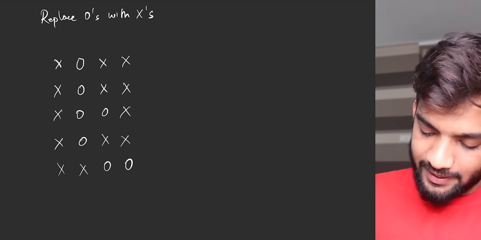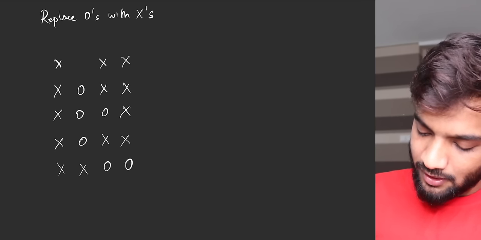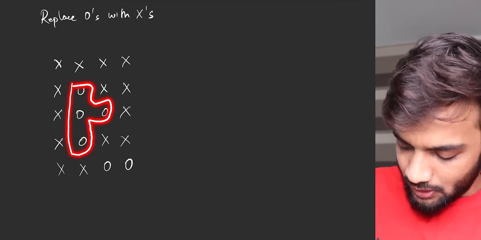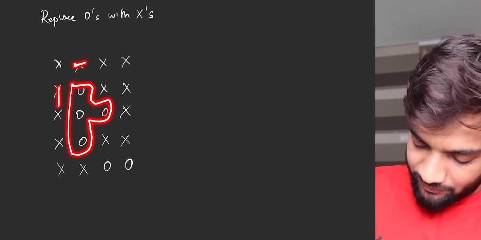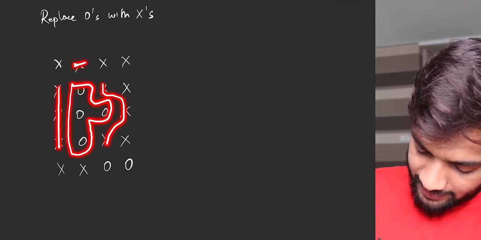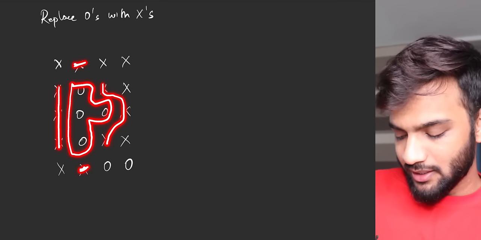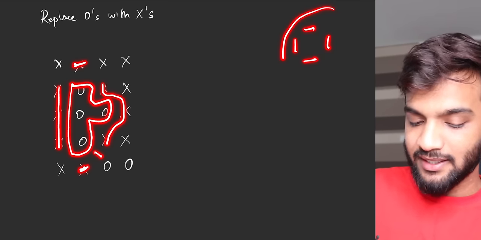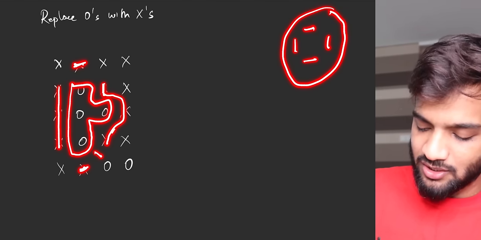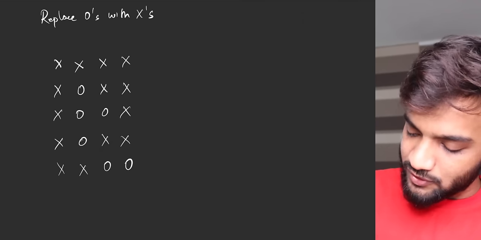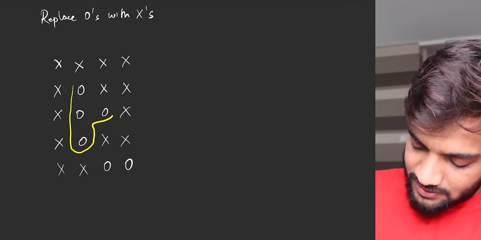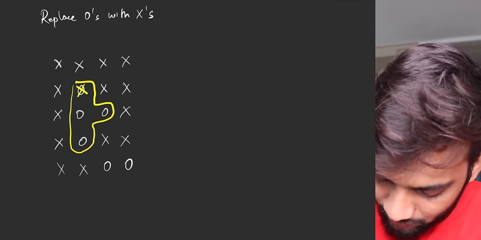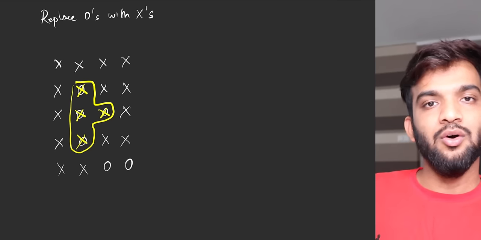But the moment I say, hey, listen, let's convert this guy to an X. Now, if I take this set of O's, on the top, X, on the left, X, on the right, X, on the bottom, X. Remember, diagonals are not considered. Just the top, the bottom, the left, and the right are considered, not diagonals. Thereby, they are surrounded by X on all four directions. So I can say these set of zeros are surrounded by X on all the four directions, not diagonals. So thereby, I can convert these O's to X.